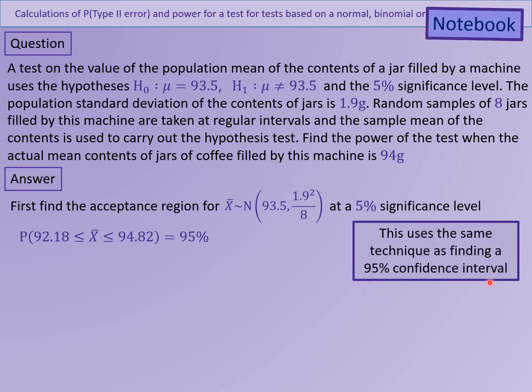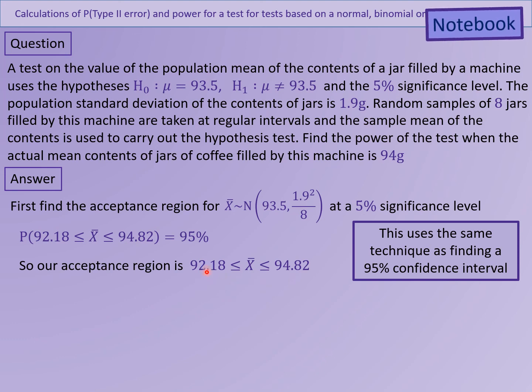So check back in your notes. If you're not sure where these two values come from, make sure you're happy with how to work out a 95% confidence interval, and that's only because it's not equal to. The examiners will sometimes tie these things together for that reason. So our acceptance region is anything between those two values.